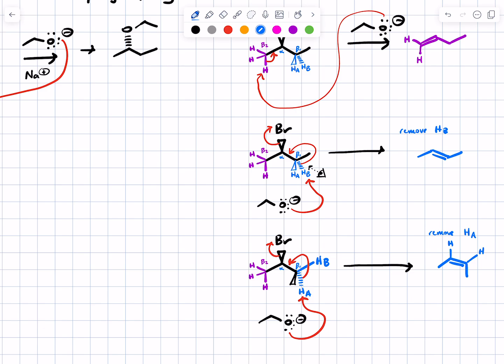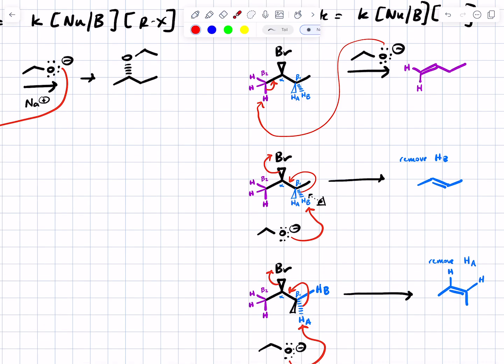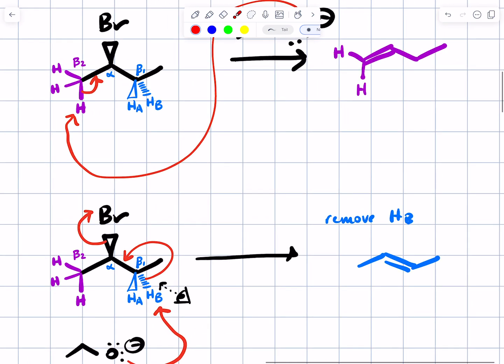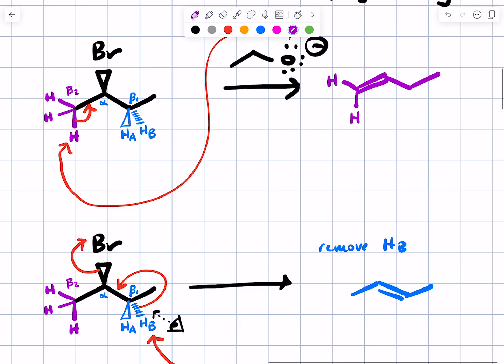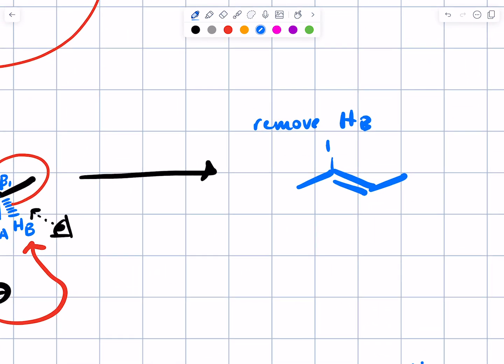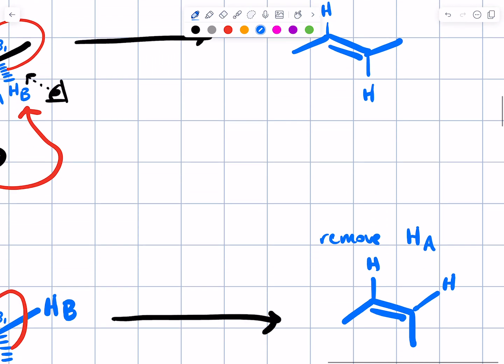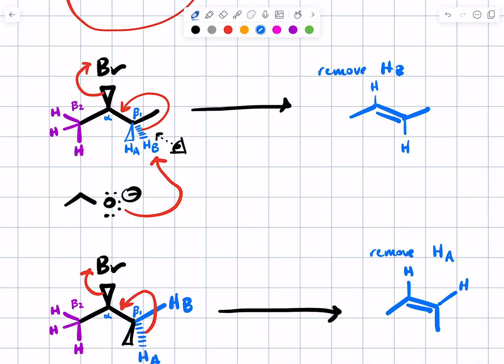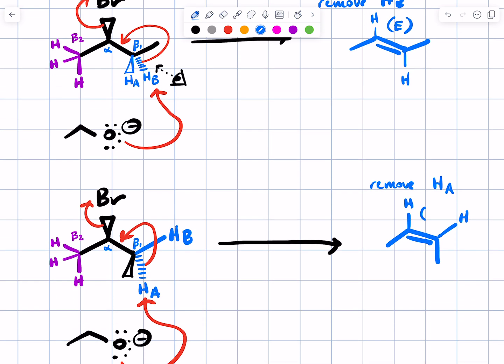Okay, so there are three possible elimination products. If we remove a proton from beta carbon 2, we get what I'm going to call the terminal alkene, or the monosubstituted alkene, where only one of the four groups attached to the double bond is not hydrogen. If we remove protons from beta carbon 1, we get disubstituted alkenes, that is, alkenes where two of the four things attached to the double bond are not hydrogen. But if we remove HB, we get the E, or trans stereoisomer. If we remove HA, we get the Z, or cis stereoisomer.